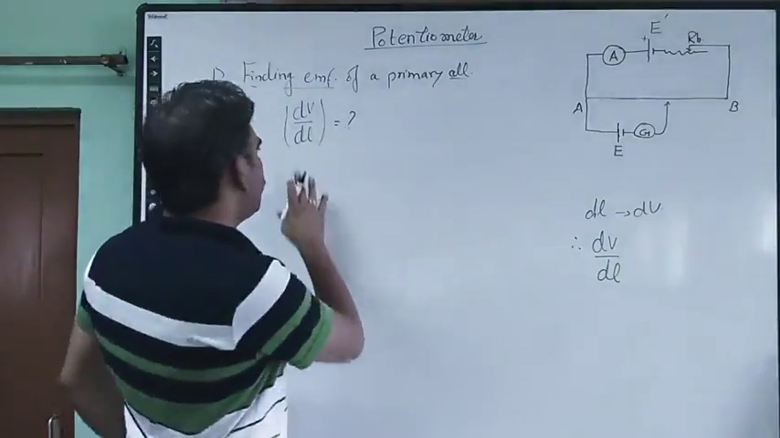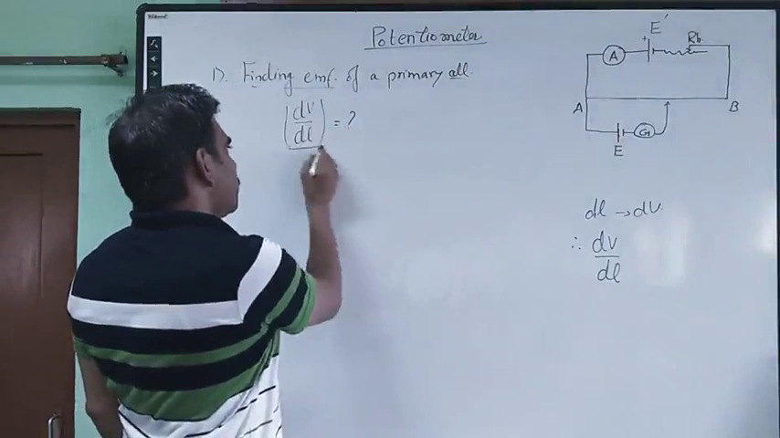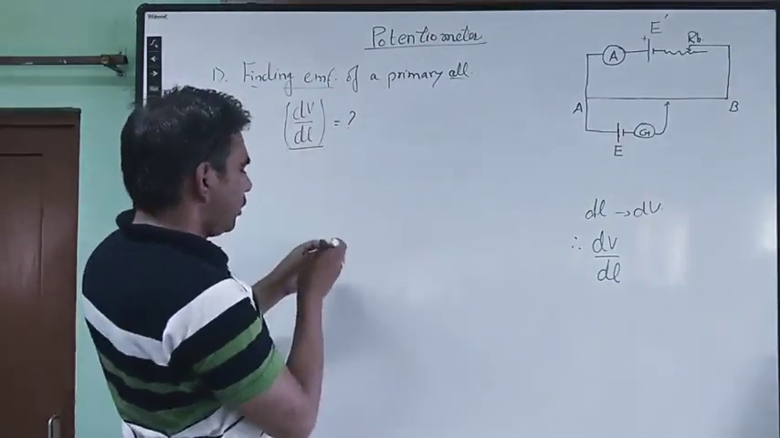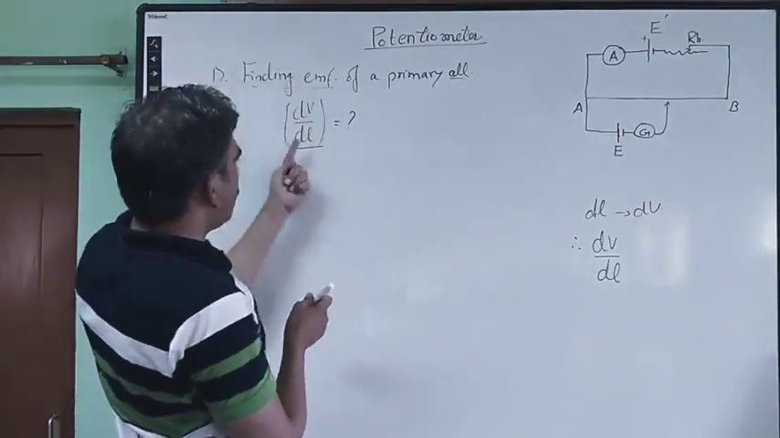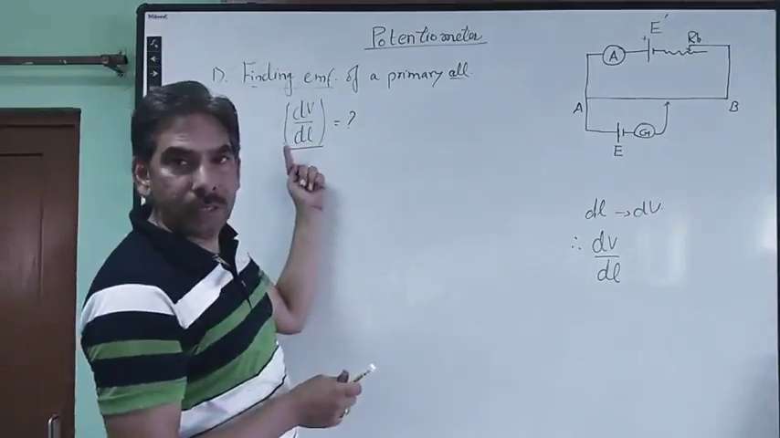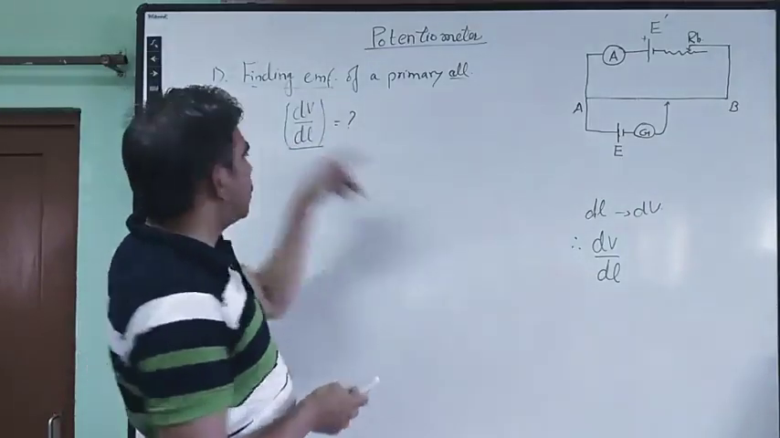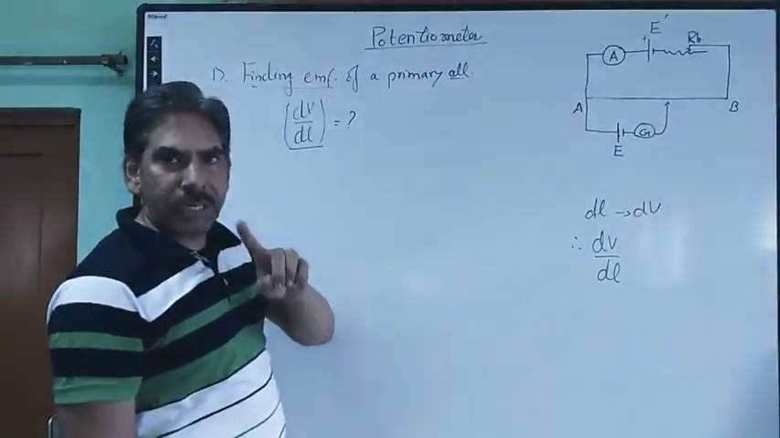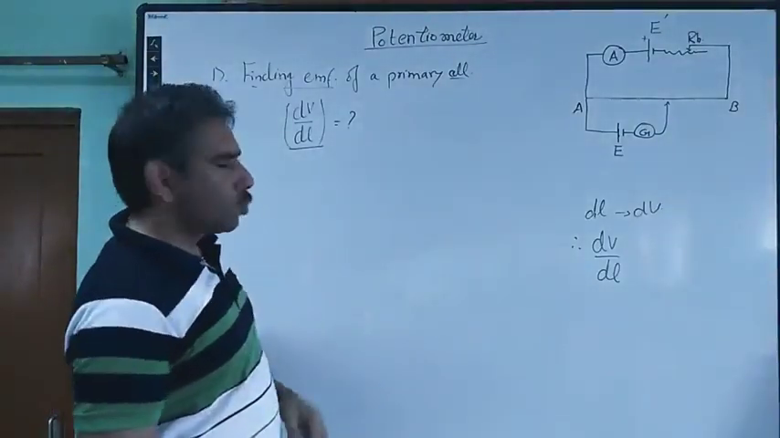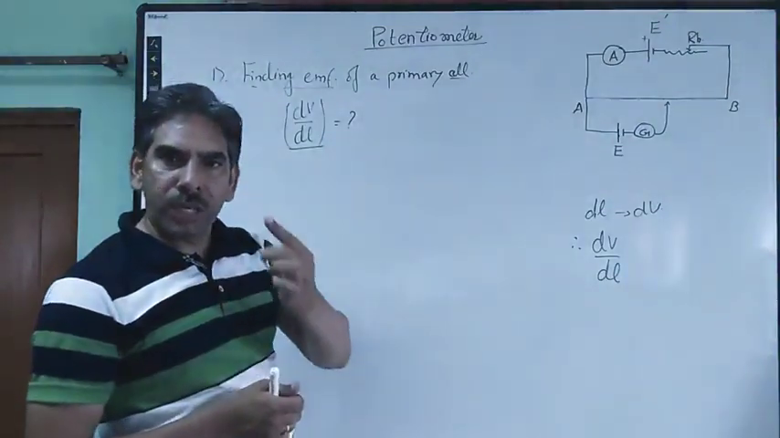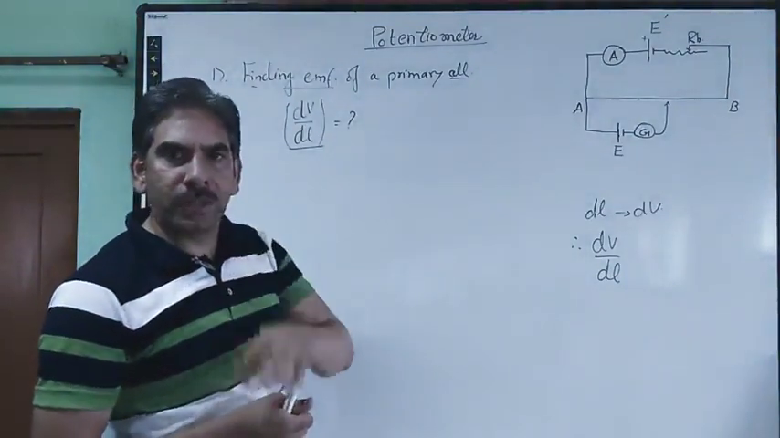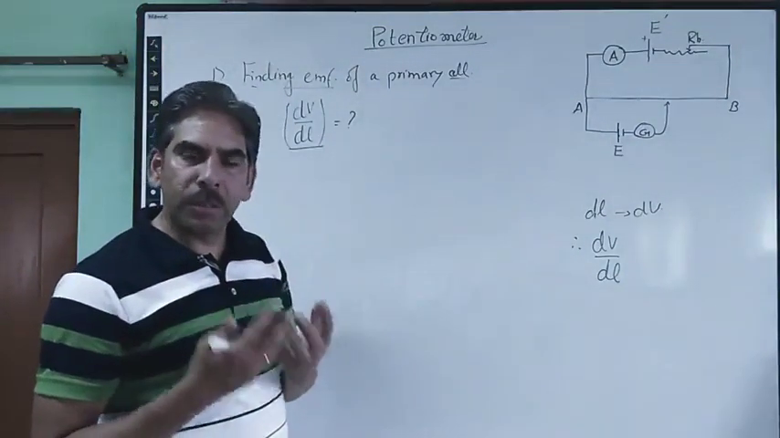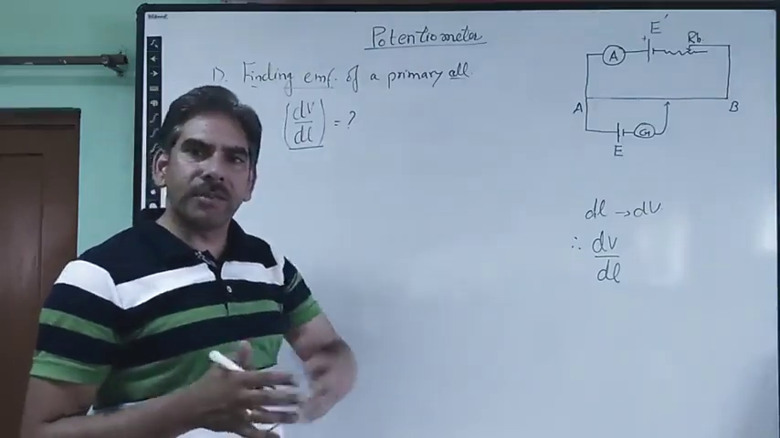Once we have found it, we know what this ratio tells. This ratio tells us about the potential drop across 1 unit length of this same wire. This is nothing but the potential drop across 1 unit length of the potentiometer wire. So once we know the potential drop across 1 unit length of the wire, we can calculate the potential across any length of the wire.